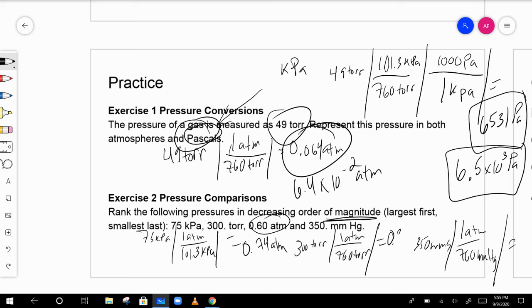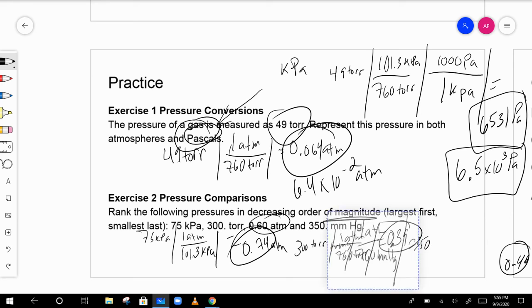You get 0.39. And 0.46. And then you should be able to put those in order. I'm not even going to do it. I'm not going to waste your time. You can figure that out.